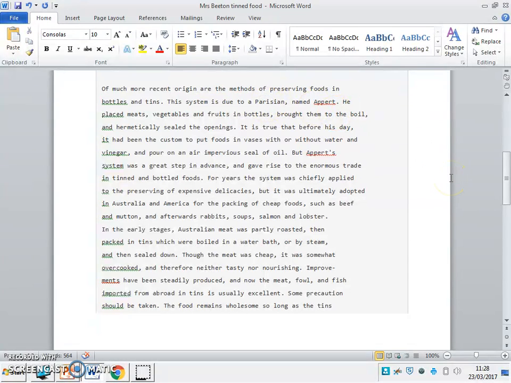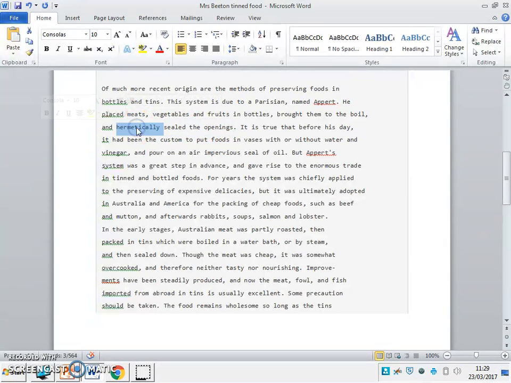He placed meats, vegetables and fruits in bottles, brought them to the boil, and hermetically sealed the openings. Once again, hermetically. You might not know what that means, but look at the whole sentence. Just take a calm second, breathe in, breathe out. He's put meat, vegetables and fruits in bottles, and he's boiled them. He's doing that to make them last longer, so then he seals the openings.